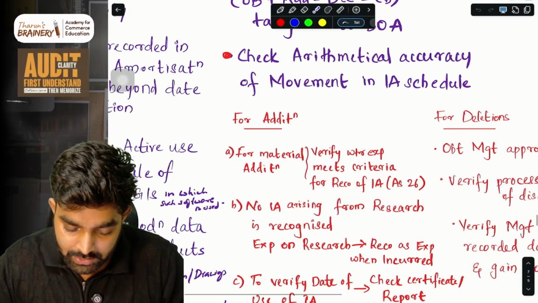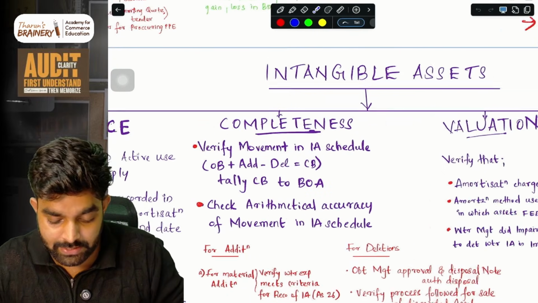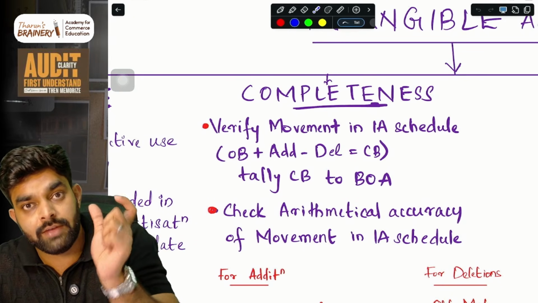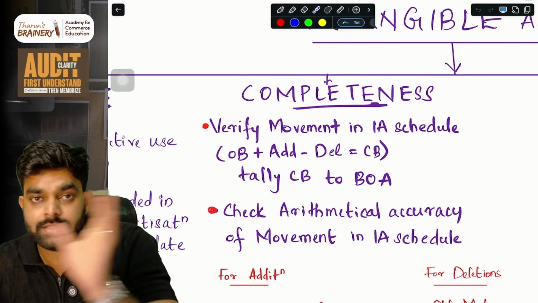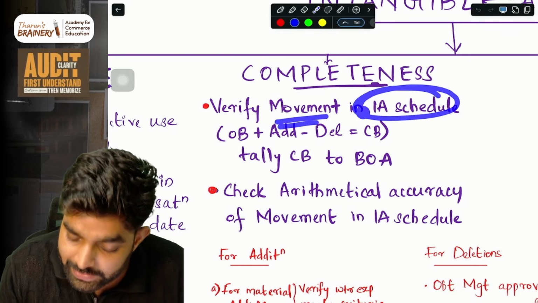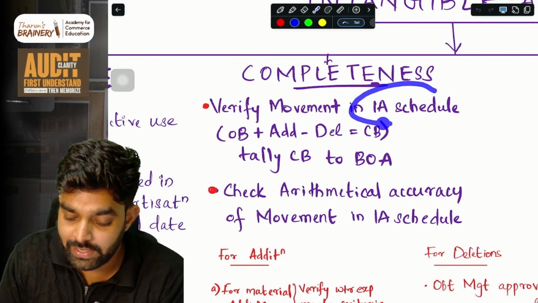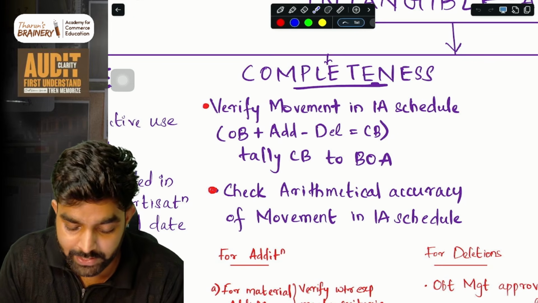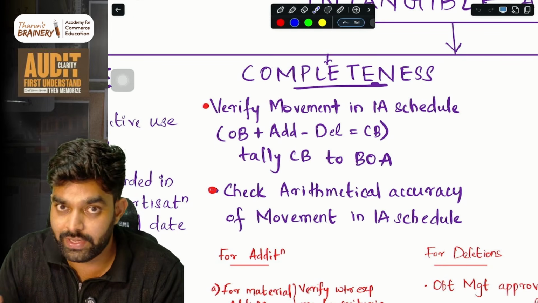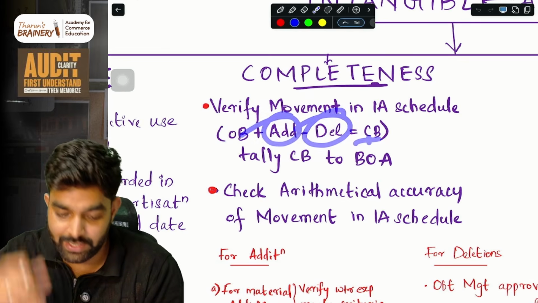Simple. Then how will you check the completeness of intangible assets? The company has a lot of intangible assets, so we have to check whether every intangible asset is there in the books of account, in the financial statements. How will you check that? Verify the movement in the intangible asset schedule. Like the PPE register, we'll have an intangible asset schedule. So verify the movement: the opening balance, how many intangible assets we had, check its additions, check its deletions, same as we learned before.